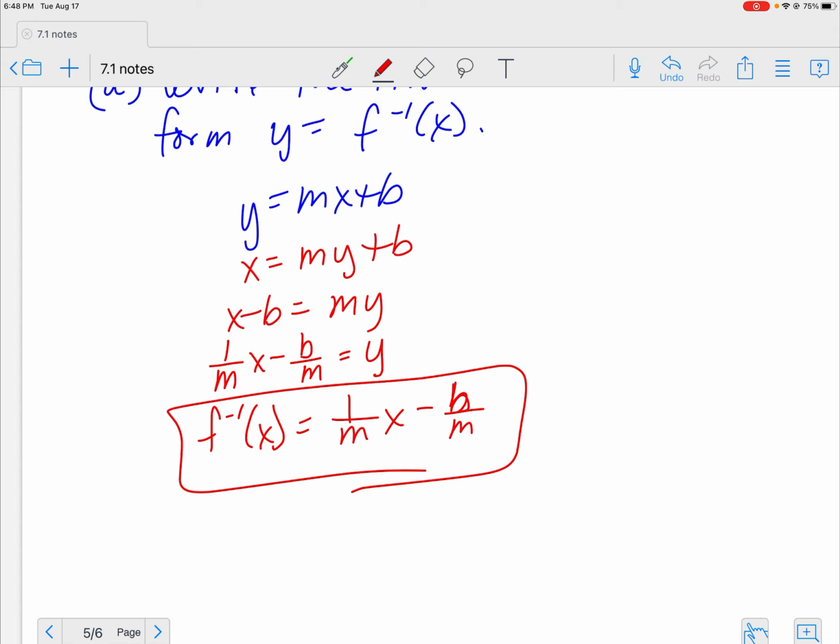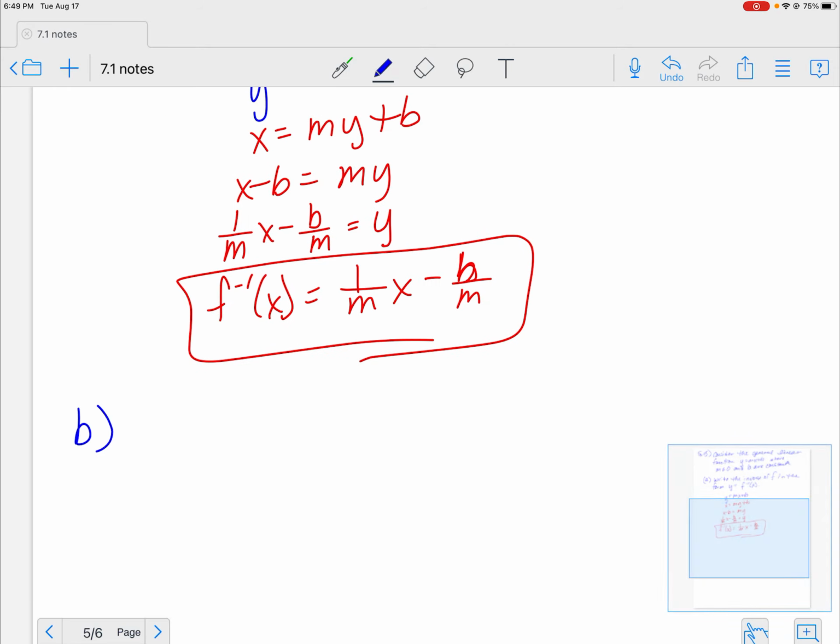And that's part A. Remember, b and m are constants where m cannot equal 0. And now that m is in the denominator, that makes sense, right? m can't equal 0 because I can't have that 0 in the denominator. All right, very good. Let's check out this next part.